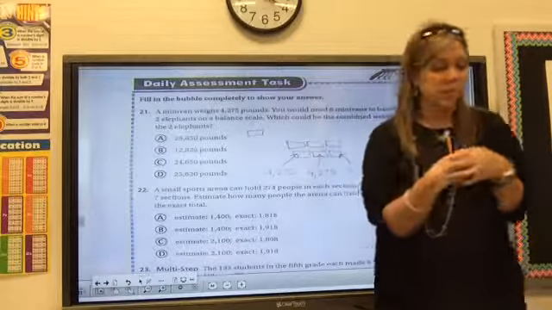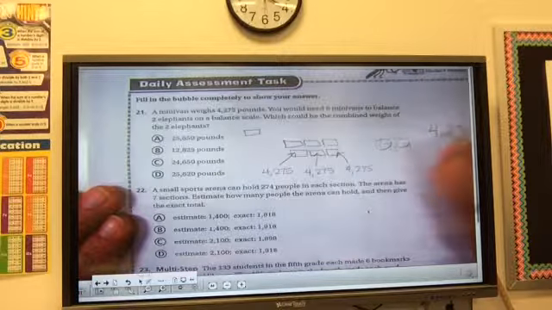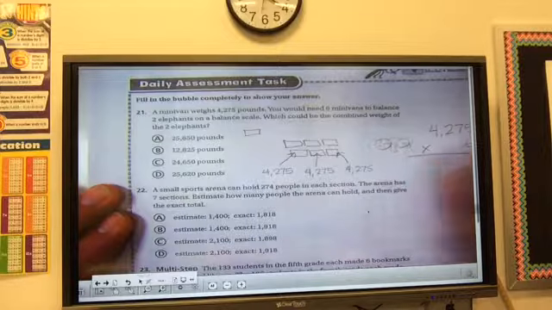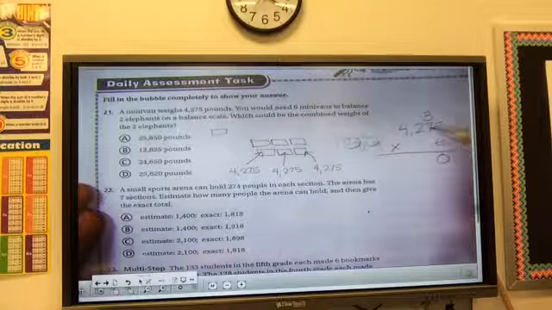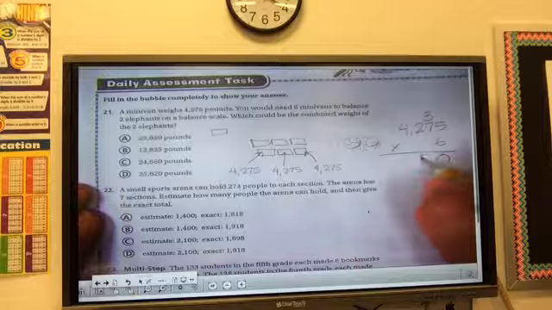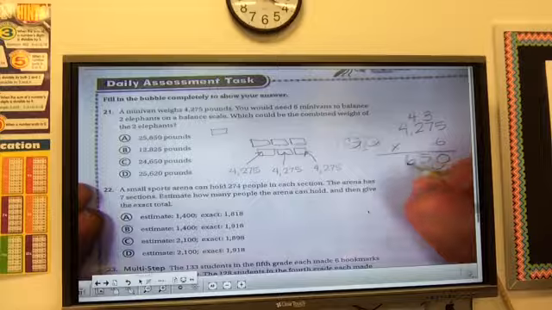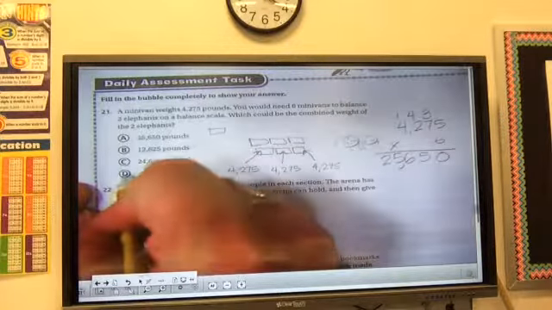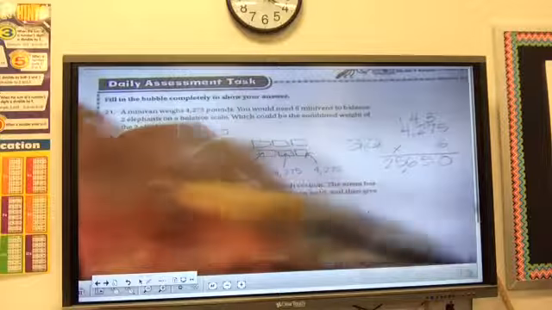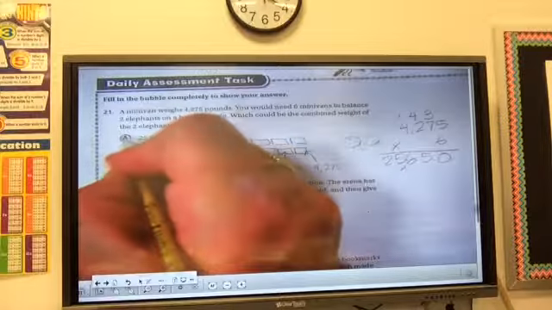Or, what is another way of repeated addition? And that's multiplication. So I do 4,275 times 6. 5 times 6, 30. 6 times 7 is 42, 43, 44, 45. Carry my 4. It's 12, 16, 1, 2, 3. Combine it, 25,000. Ooh, look at Miss White, going too fast. 25,650 pounds.